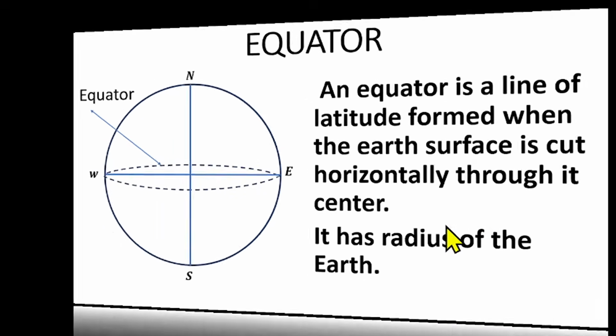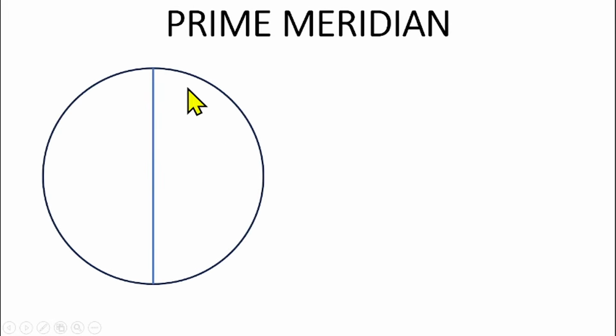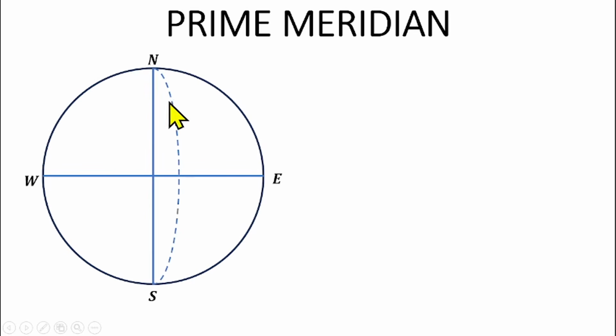Also, for prime meridian, if I have the Earth's surface represented by this circle, and I have the 4 cardinal points also. Now, if I cut the Earth's surface vertically through its center, another line is formed, which you believe is a line of longitude, because when you cut the Earth's surface from the north to the south, the line that is formed is a line of longitude. But because it passes through the center of the Earth's surface vertically, it has its own name also, which is the prime meridian.